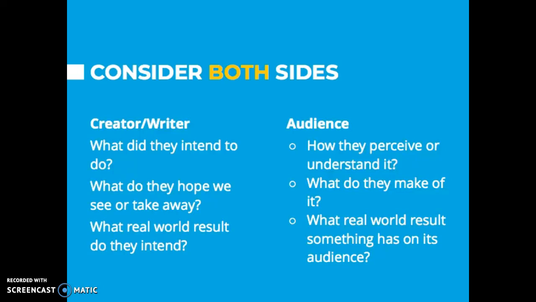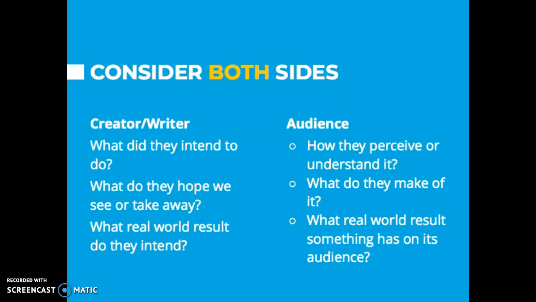So regarding the writer, what did they intend to do? What do they hope we see or take away from their work? And what real-world result do they intend from their work? Additionally, for the audience, you want to consider how they perceive or understand a work. What do they make of it? And what real-world result this work had on its audience or continues to have on its audience.